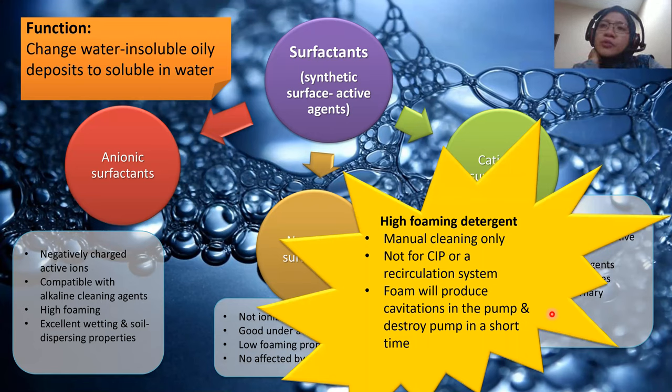And it is important to note that detergent that has high foaming characteristics is only suitable for manual cleaning, and it is not suitable for cleaning in place, CIP, or recirculation system cleaning, because foam will produce cavitation in the pump and it will destroy the pump in a short time.